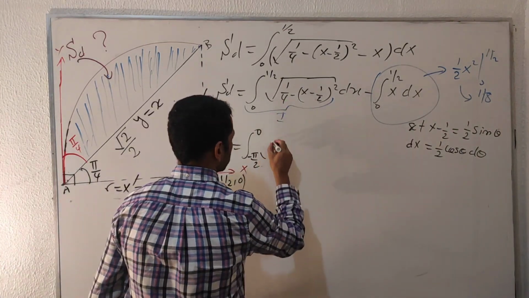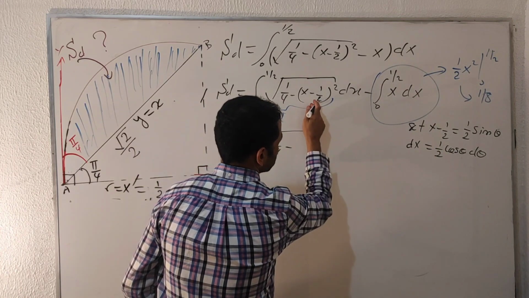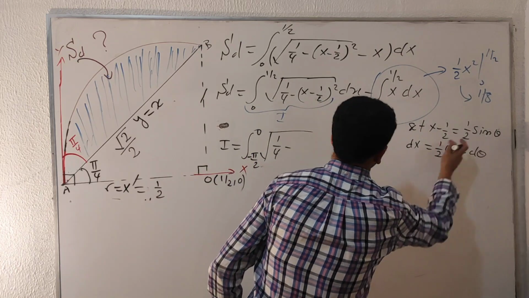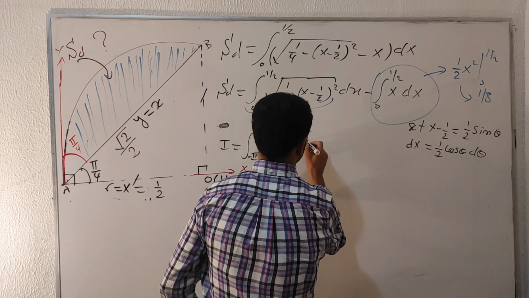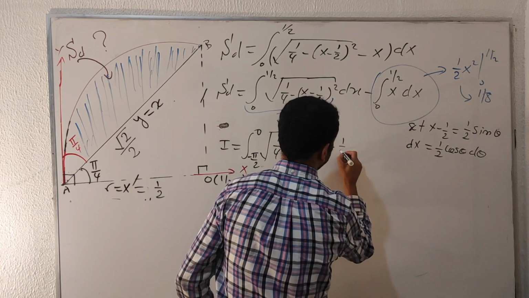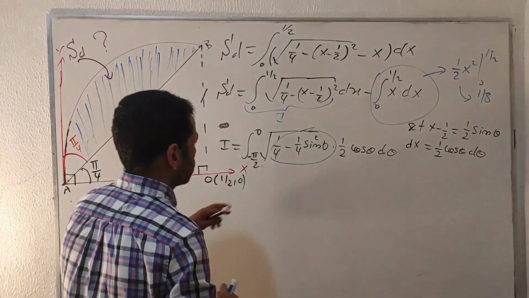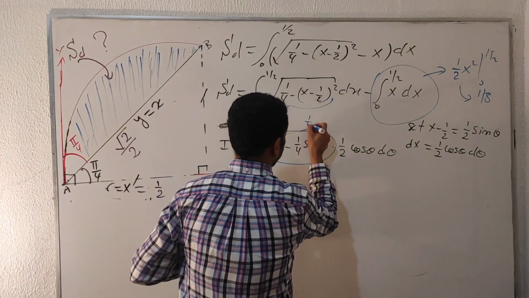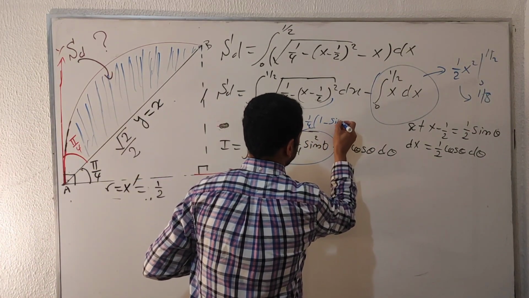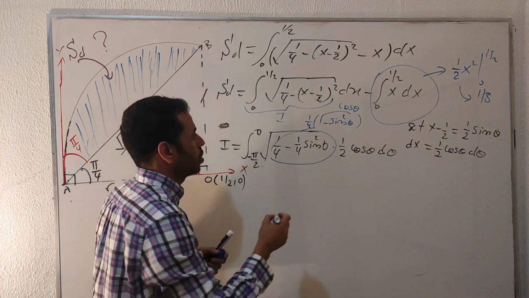Replacing this into the integral, I get quarter minus quarter sine square theta, multiplied by half cosine theta d theta. This is giving us 1 over 4 factor 1 minus sine square theta. This term is giving us cosine square theta.